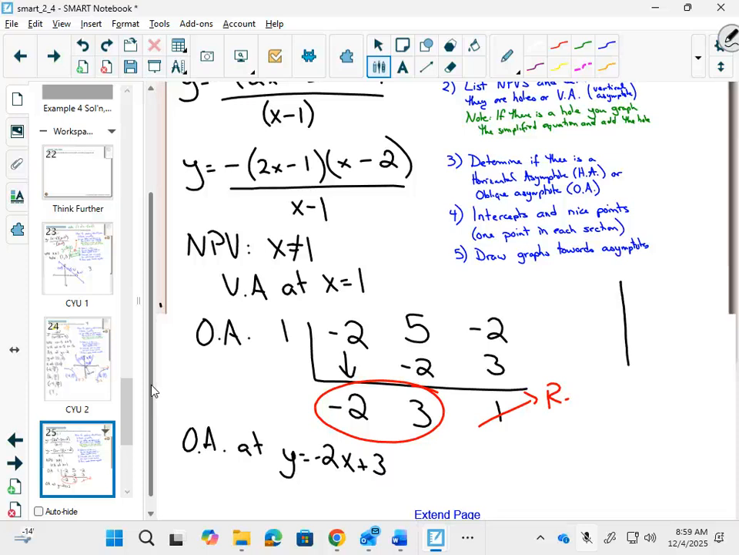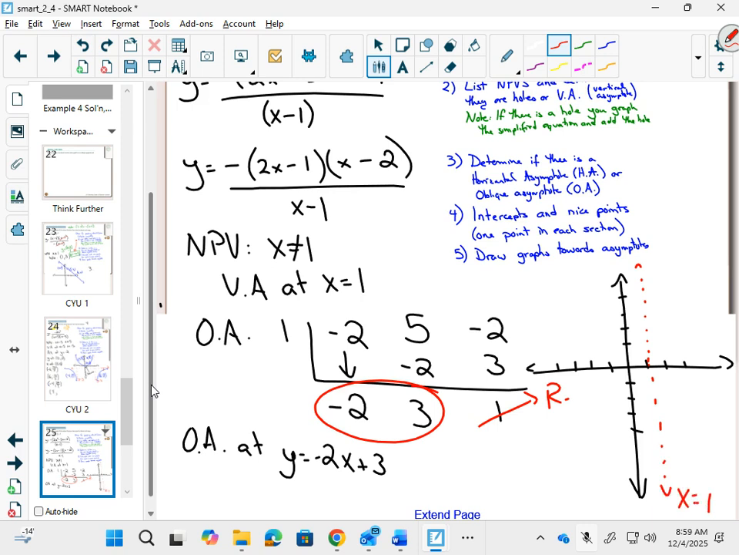So I'm going to start my graph here on the side. I know that I have a vertical asymptote at x equals 1. And I have an oblique asymptote at -2x plus 3, which means I have a y-intercept of 3, a slope of -2, down 2 over 1, down 2 over 1. There's my oblique asymptote.